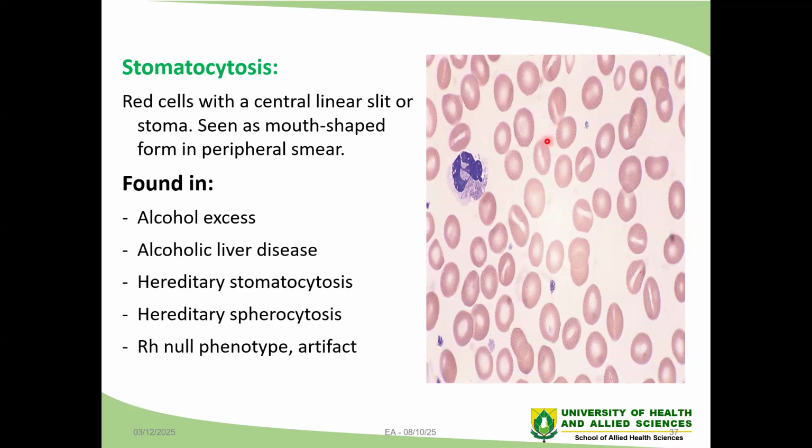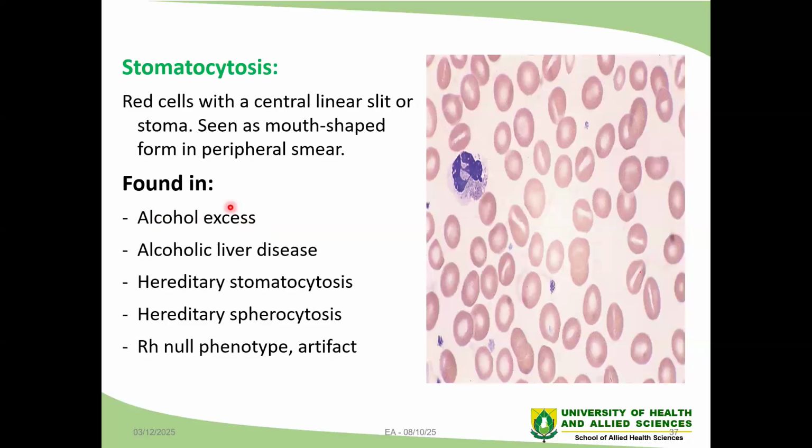Here we are referring to red cells that are presenting with a slit in the middle of the cell, almost looking like a mouth. So that is stomatocytosis. We refer to the cell as a stomatocyte. When stomatocytes are found in the blood film, it is actually not a normal sight, and so we need to investigate what exactly is causing them to appear.